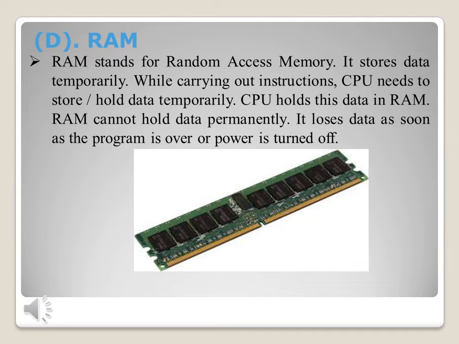RAM cannot store data permanently. Sometimes the data will be deleted automatically, and in between the processing or instruction, suppose the power is turned off, then also we lose each and every piece of data or instructions from the RAM. That means if the power is turned off, the RAM contents will be deleted.